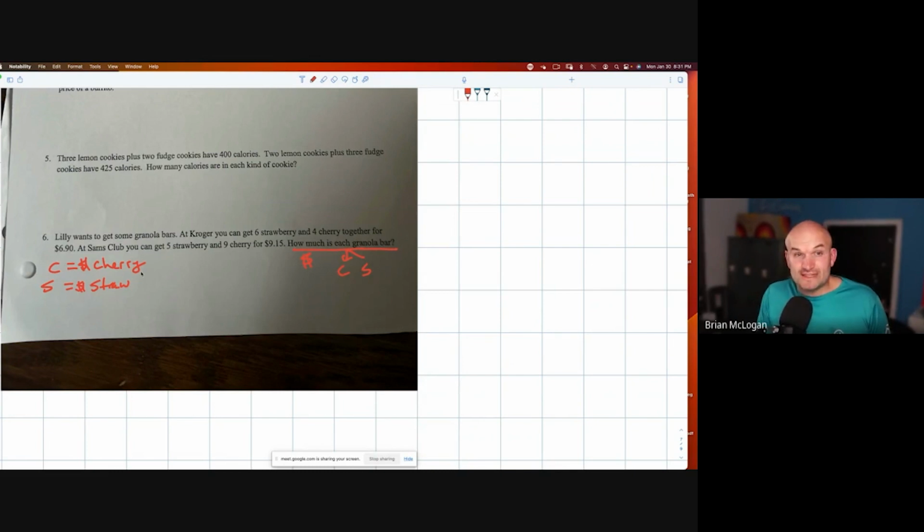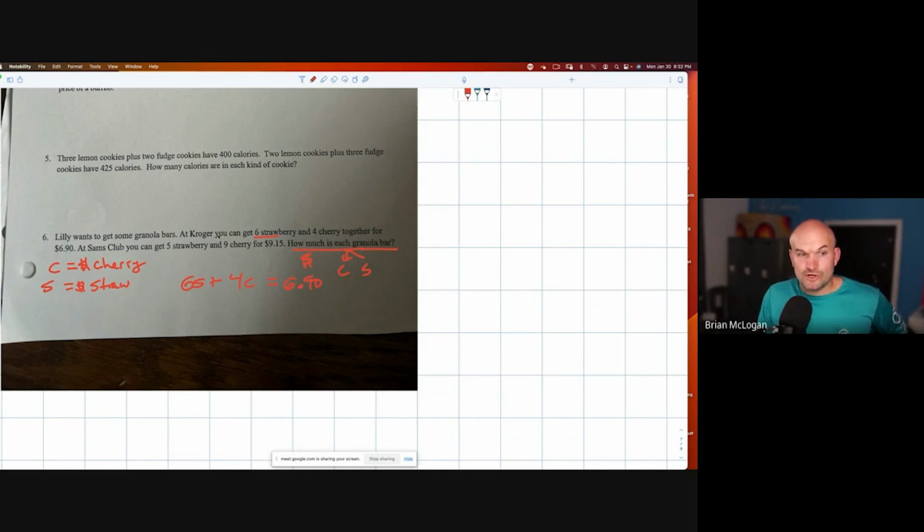So again, you don't know what they cost though. I said they cost $3 as an example, but you don't know what they cost. All you know is you have 6 of them. So you just say 6 times the number I have, which I don't know, plus 4 times the number I have, which I don't know, equals $6.90. Does that make sense? Yes, it does.